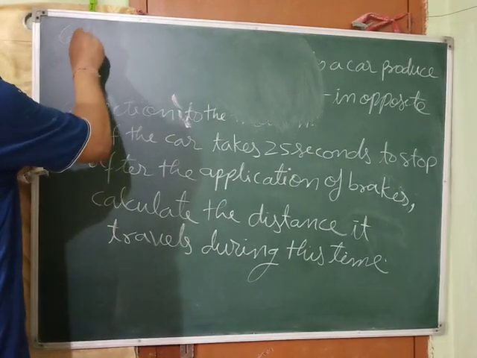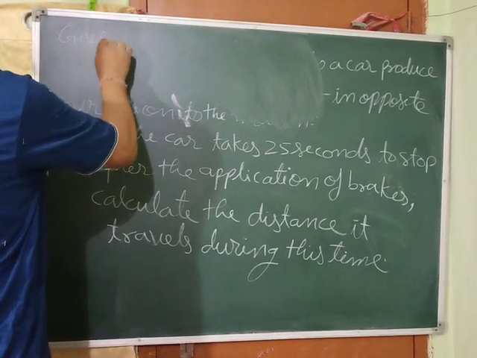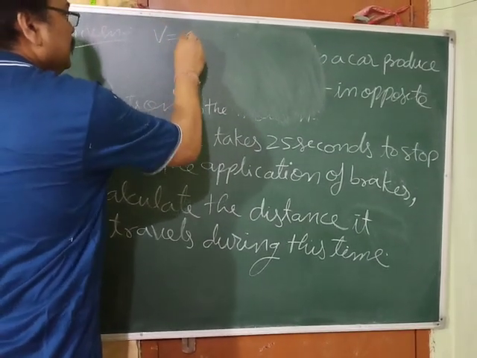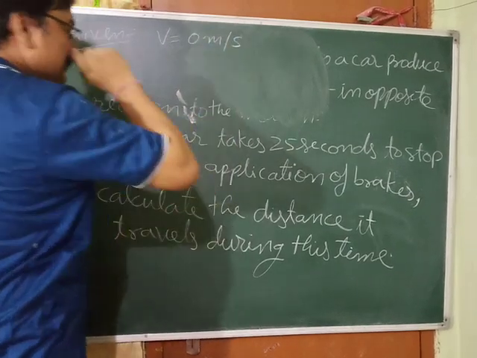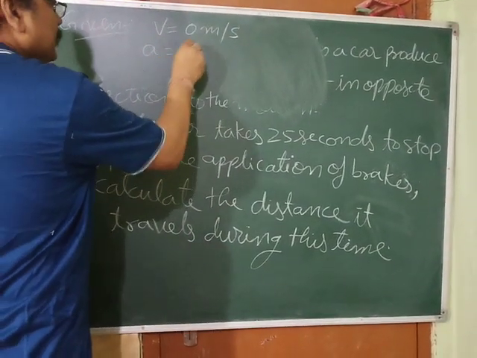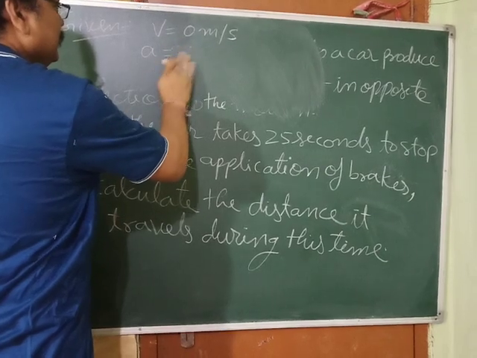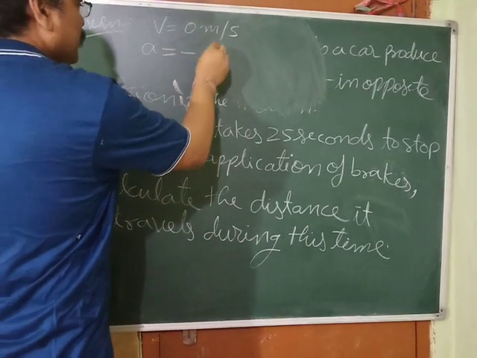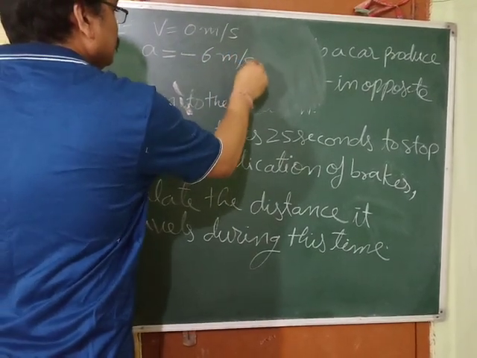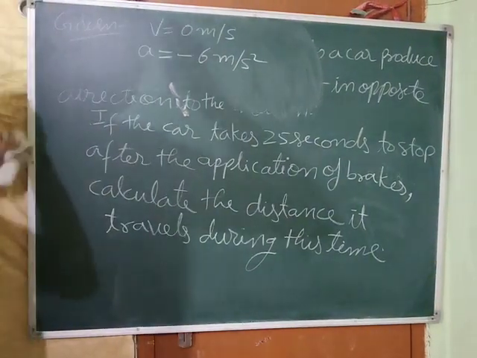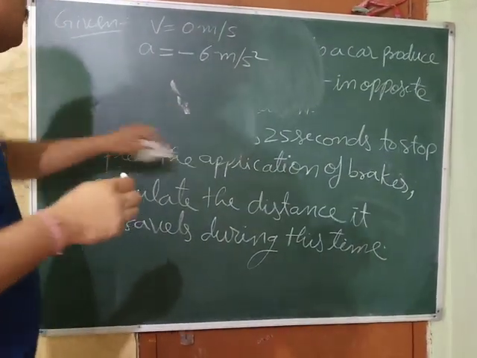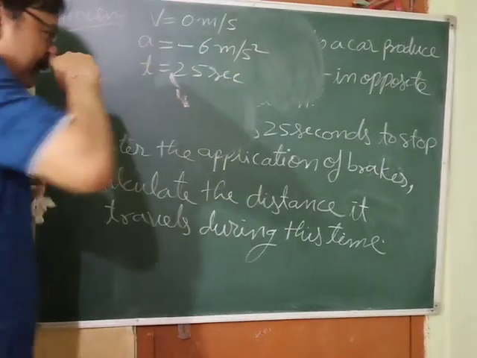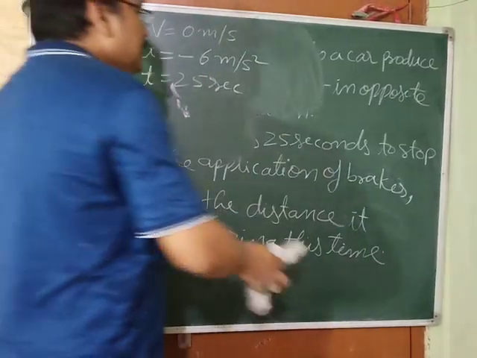See, given. What is given? Final velocity is 0 meter per second because it comes to rest. Acceleration is minus 6 meter per second squared because it is in the opposite direction, or it is going to reduce the speed. Okay. Time is given how much? 25 seconds. Very nice. And now we need to find out the distance covered.